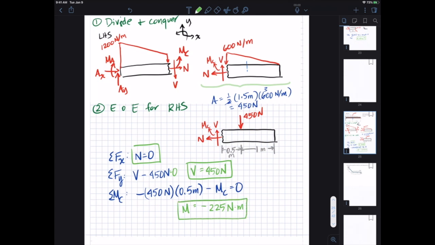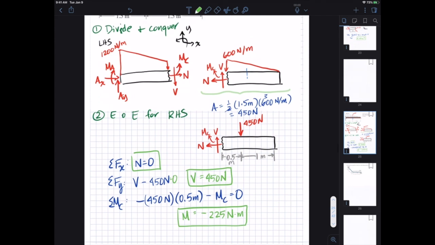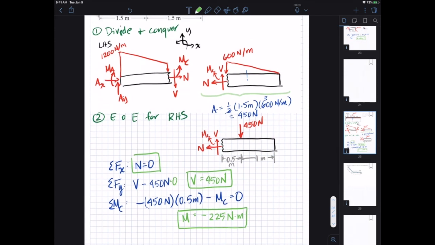Which means that the moment's actually spinning the other way. But we can leave that alone for now. All right, one more, and then I think we're done for today.